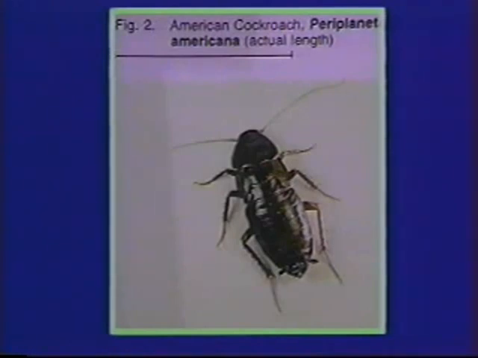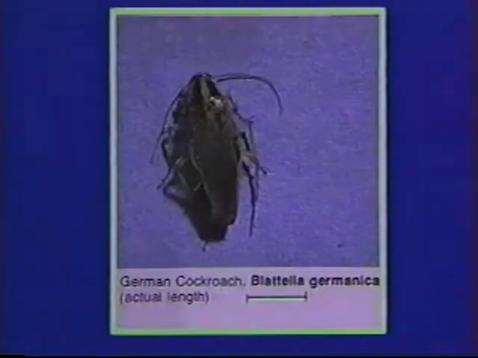Occasionally, she glues the capsule to some surface with secretions from her mouth. Looking at the German cockroach next, the adult German cockroach is light brown, 1/2 inch to 5/8 of an inch long. The head shield has 2 dark stripes, as you can see there, which run lengthwise. Adults are fully winged, but they rarely fly.